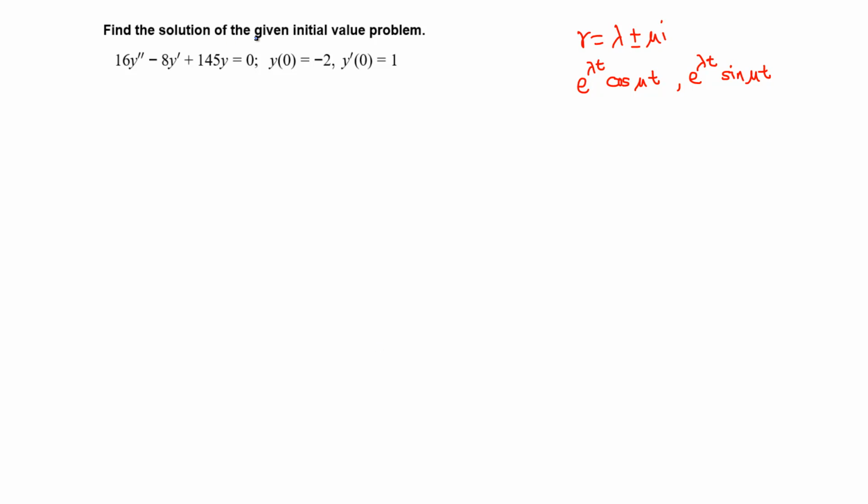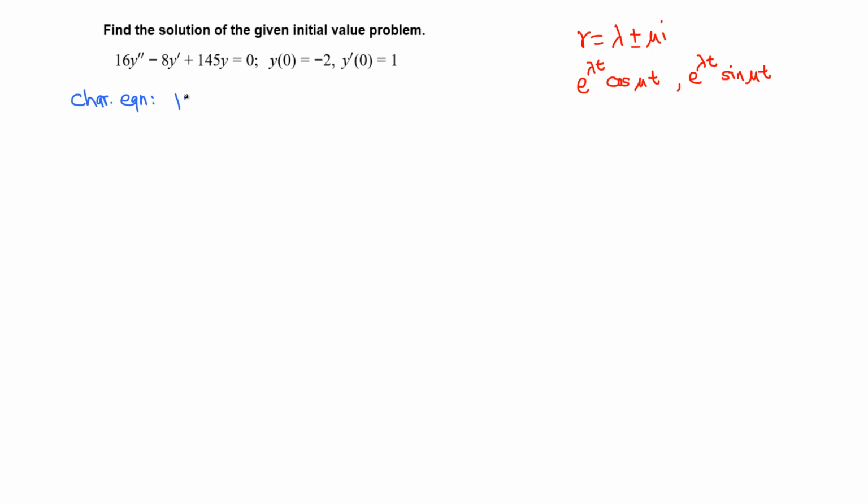Find the solution of the given initial value problem. So we have a second order constant coefficient differential equation. So we'll get two solutions, and the general solution will be C1 times the first solution plus C2 times the second solution, and we will find those C1 and C2 using these two initial conditions.